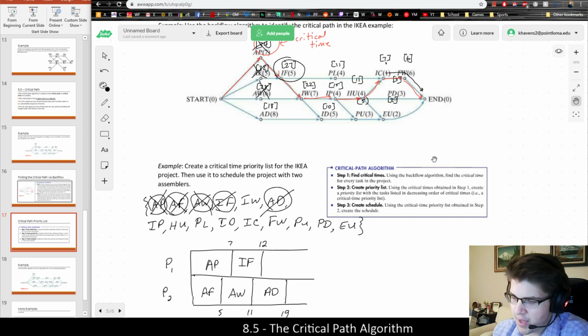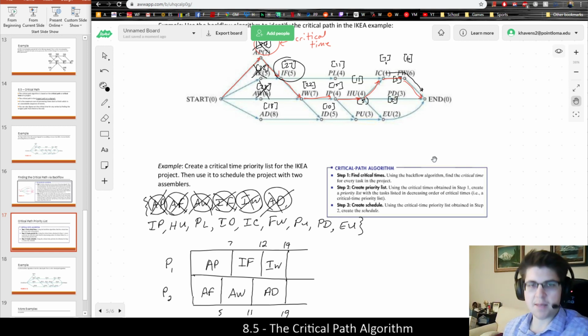He'll be in progress. And then now after 12 minutes, if I'm trying to figure out what I'm going to schedule right here, now IF is completed and IW is now ready because both AW and IF have been completed. So now we're ready to go. IW would be next. And IW is going to take 7 minutes, and actually that will conveniently put me at 19 minutes. So both of us will finish our tasks at the same time, and we can move on.